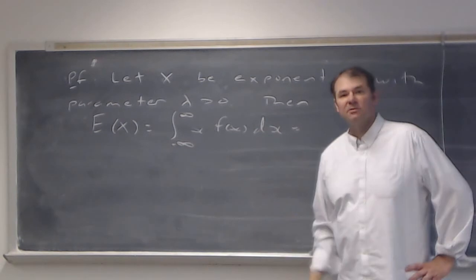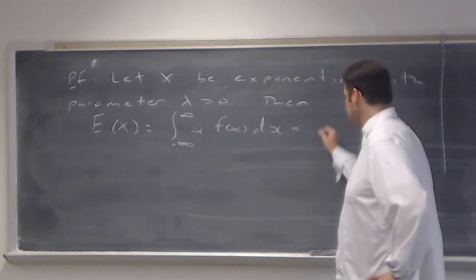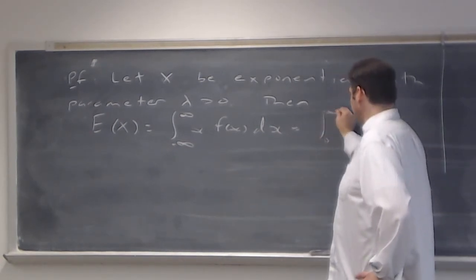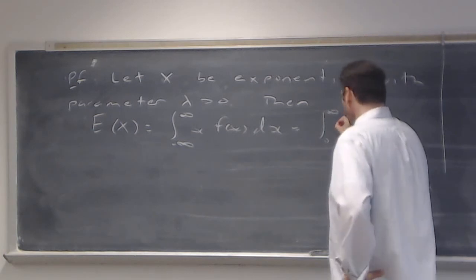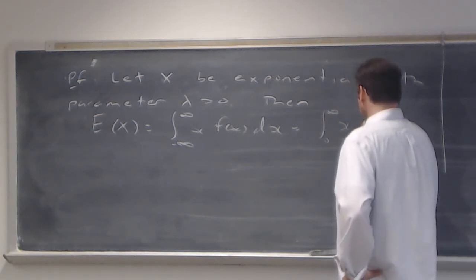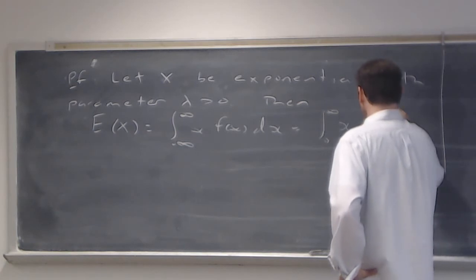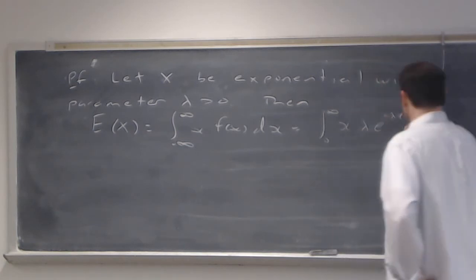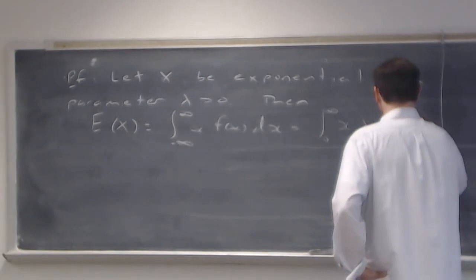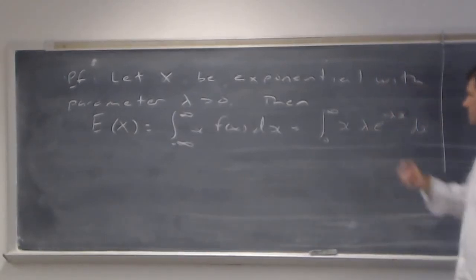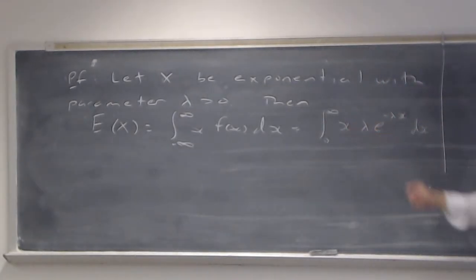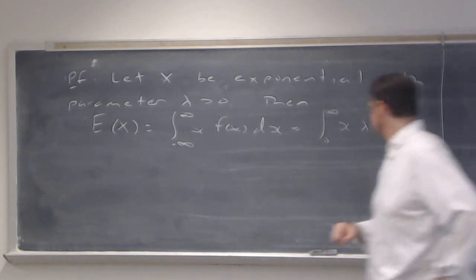But the PDF is 0 a lot of the time. So this ends up being the integral from 0 to infinity of x times lambda times e to the minus lambda x dx. So there's the PDF over this region, otherwise it's 0. And we're multiplying by x.